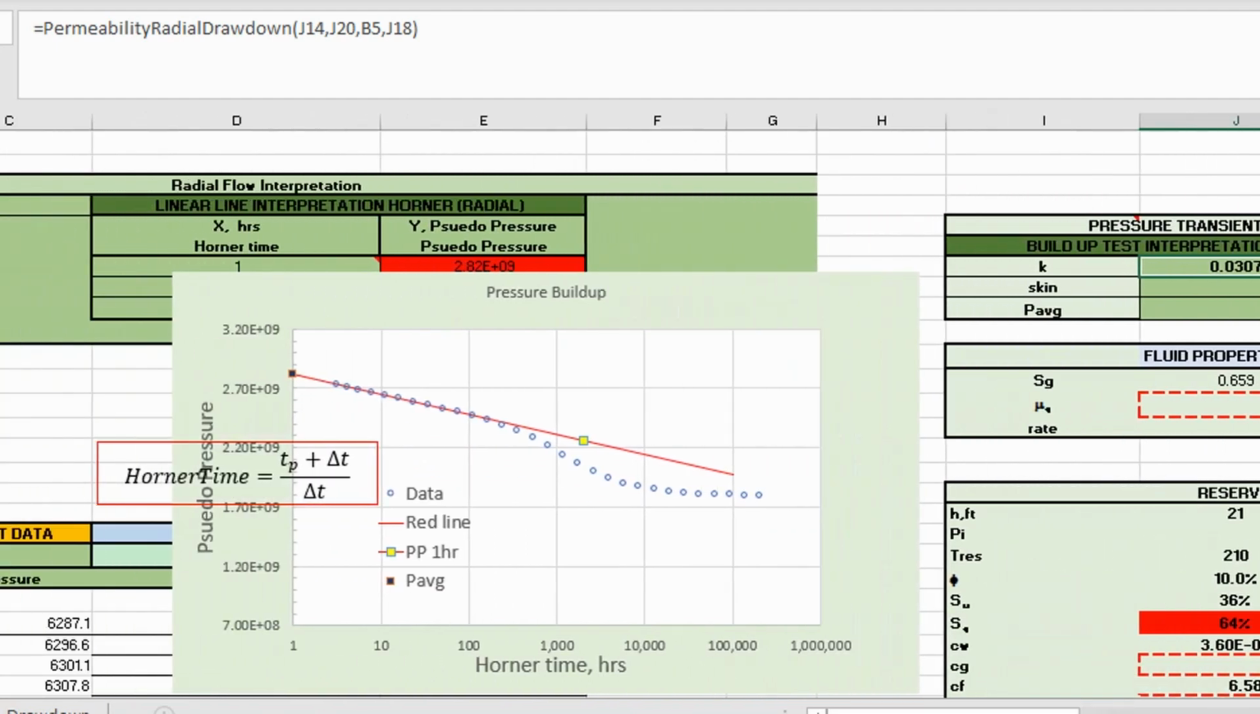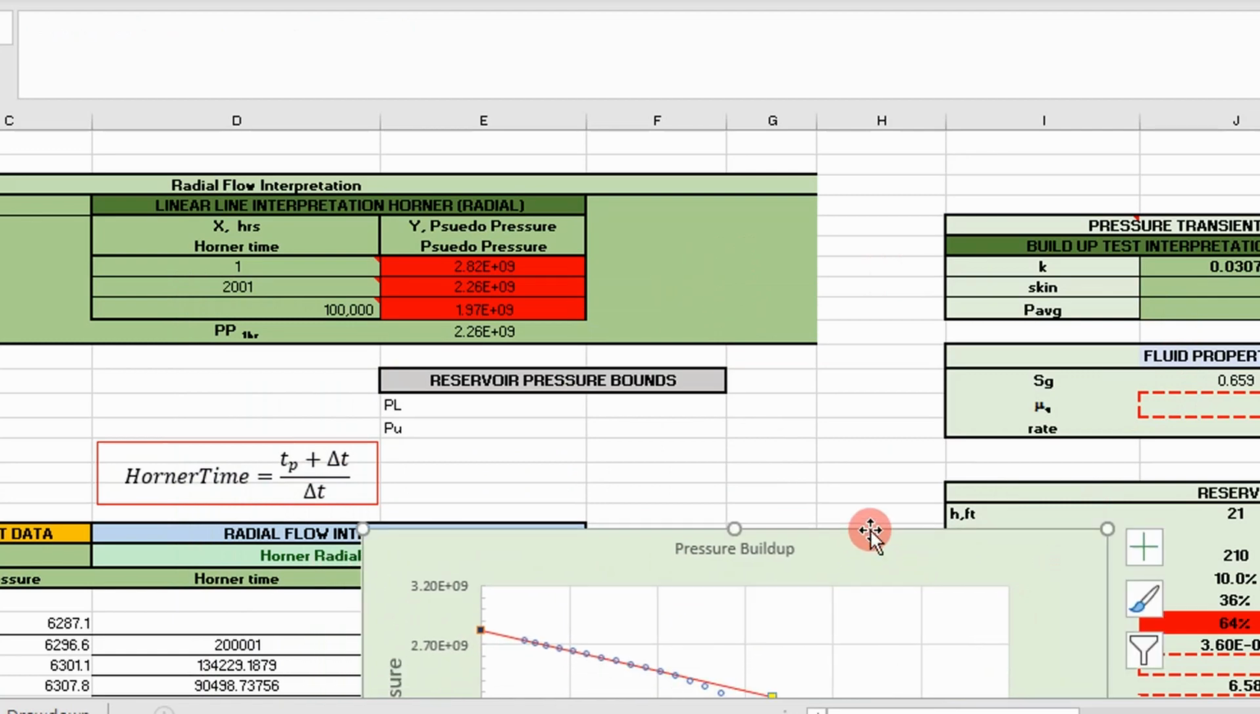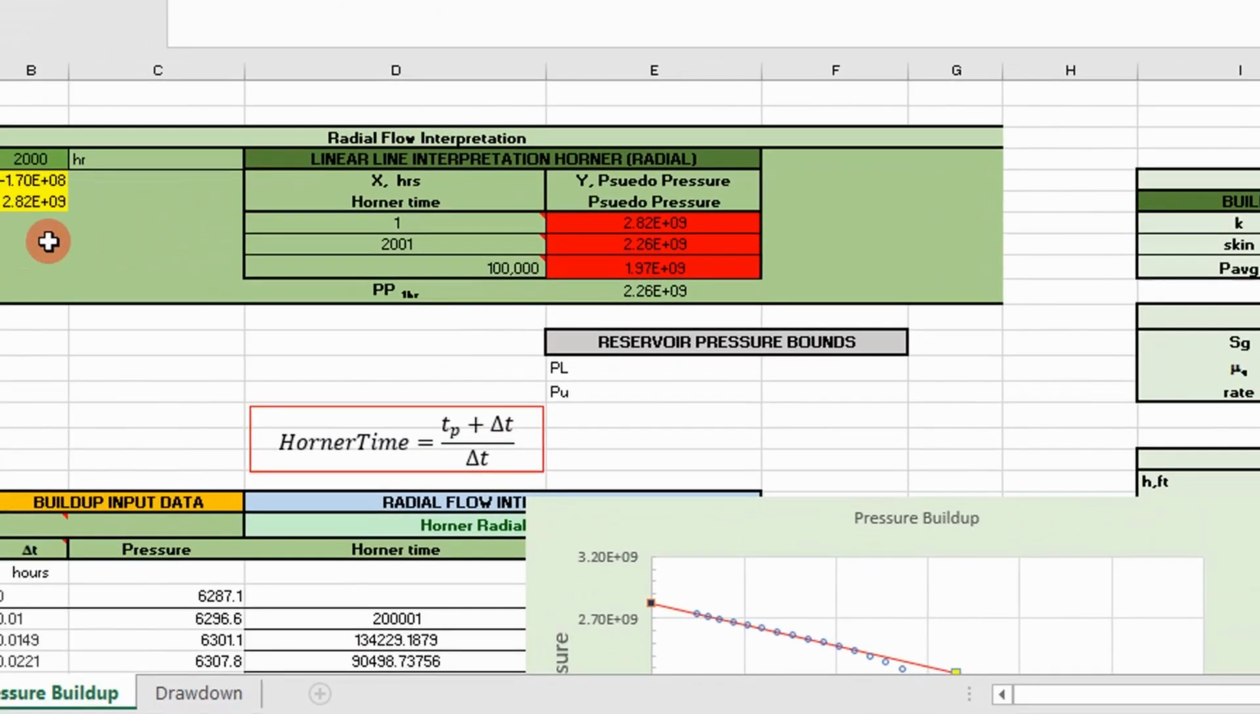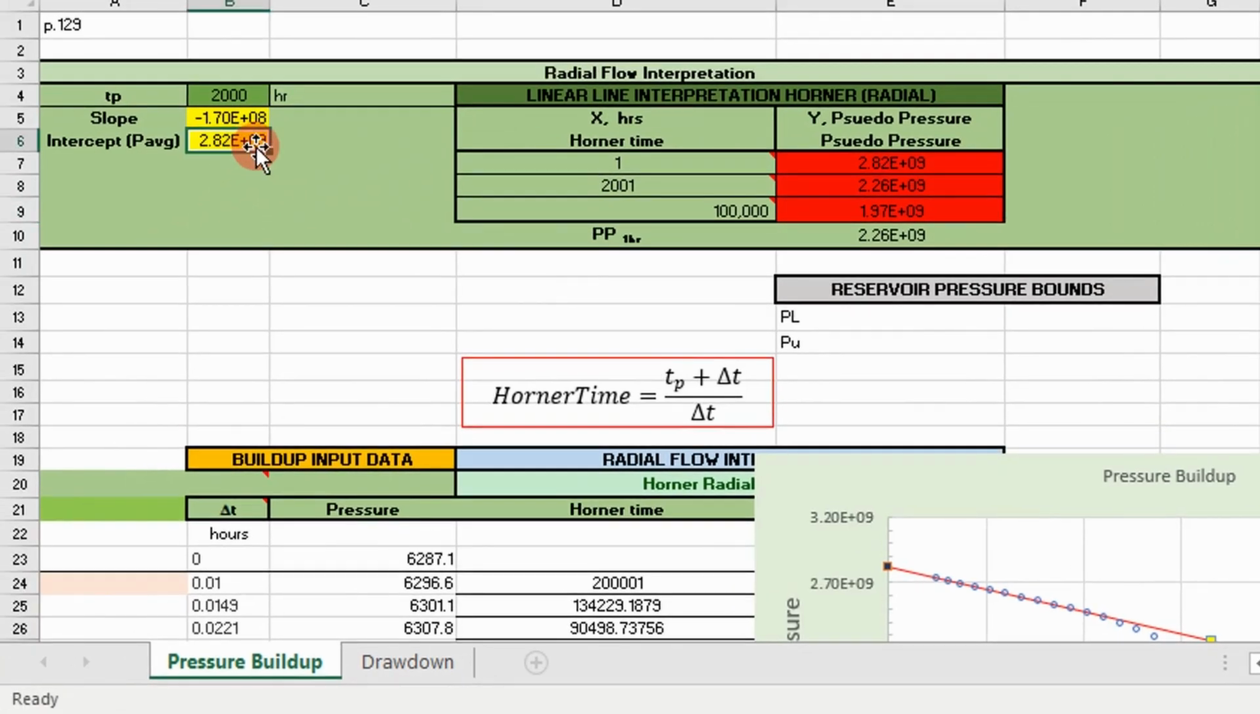So the average reservoir pressure is represented by our intercept. But because we have pseudo pressure on our y-axis, it's going to actually be in terms of pseudo pressure, which we don't want. We want it in psi. And so in order to do that, you've got to convert the pseudo pressure to an actual pressure, and you have to do it numerically.